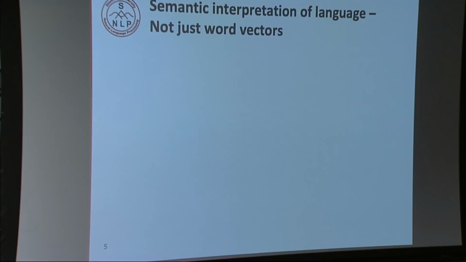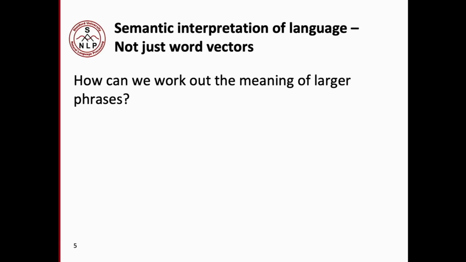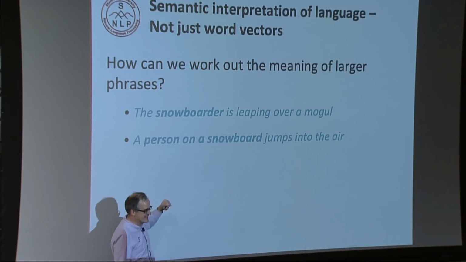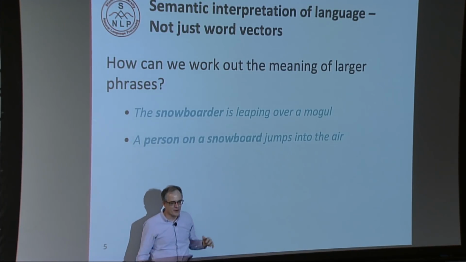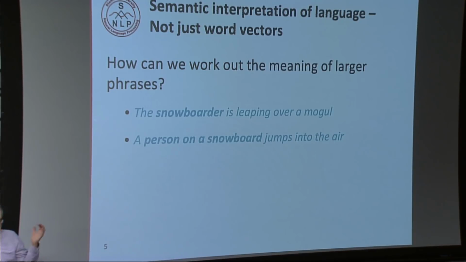In particular, if we want to semantically interpret language, it seems like we don't just want word vectors, we want meanings of bigger phrases. So here's: the snowboarder is leaping over a mogul, and a person on a snowboard jumps into the air. What we'd like to be able to say is that the snowboarder means basically the same thing as a person on a snowboard. So we want these chunks of language, which in linguistics would be constituents, phrases, and say that they have a meaning, and we'd like to be able to compare their meaning.